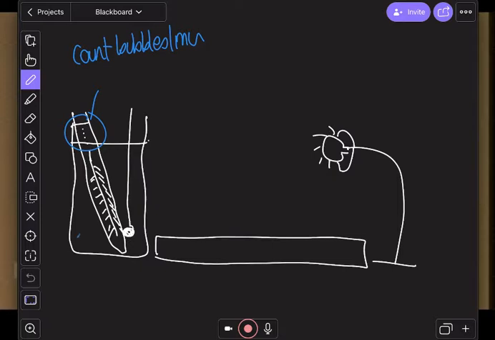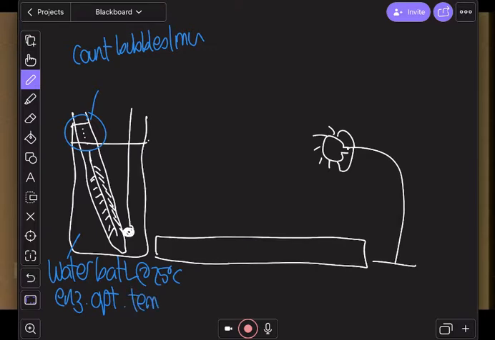We have our water bath at 25 degrees. The reason we're choosing 25 degrees is because it is the enzyme's optimum temperature. Yesterday when we did the dark stage, we said that there are enzymes involved, so temperature will affect it. So we choose 25 because that's going to be the optimum.